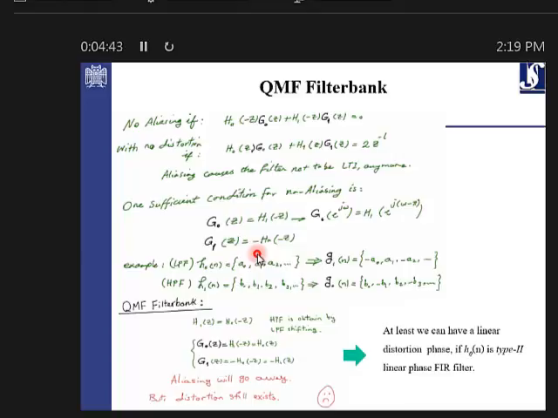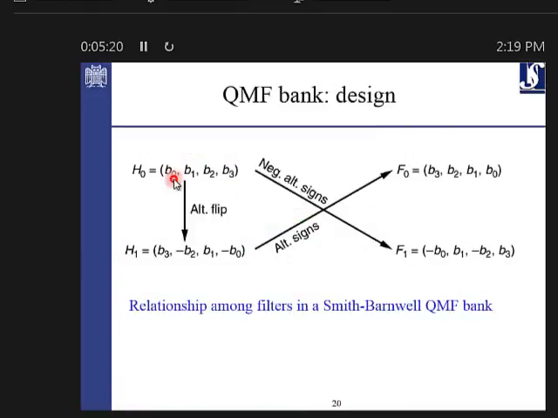Yes? In the example, is there a typo? Is it G H naught of M? Here you mean? Yeah, it should be G naught. Here G naught. Oh, you mean here? Yeah. No, you see here? G1 is taken from H naught and G naught is taken from H1. These are reversely taken from each other. Okay. That's why it's mentioned like this. So let me go to the next example, maybe it's clear.